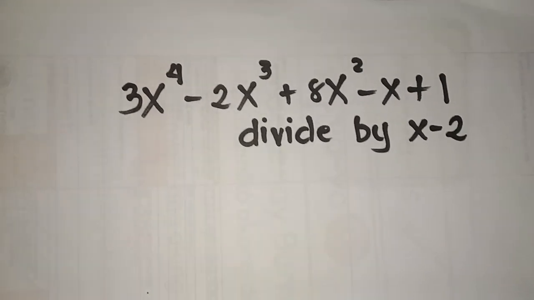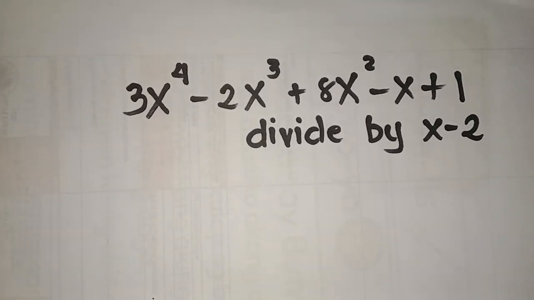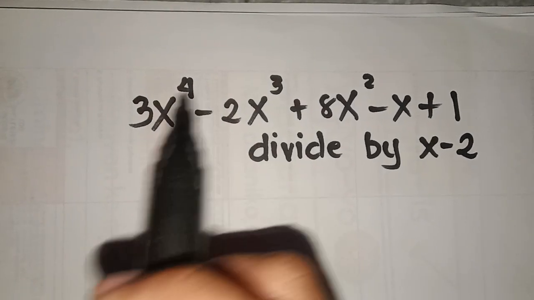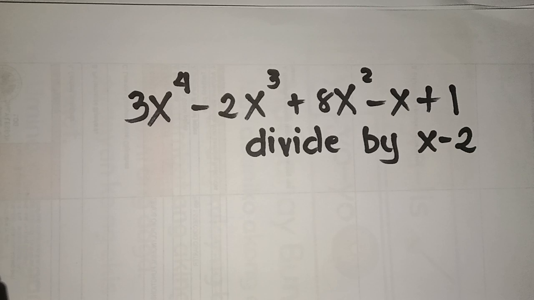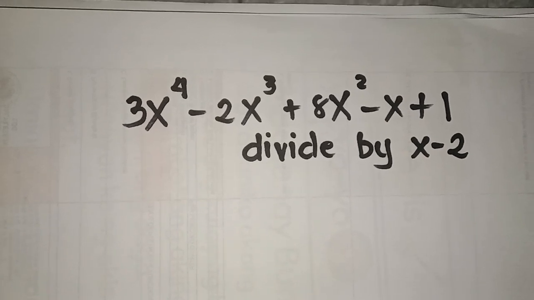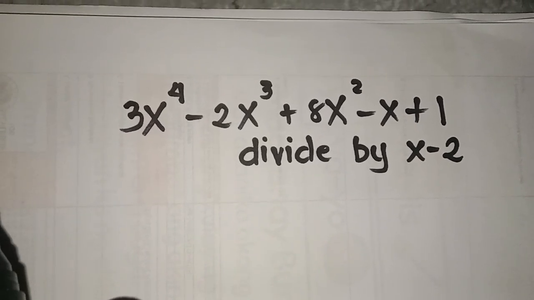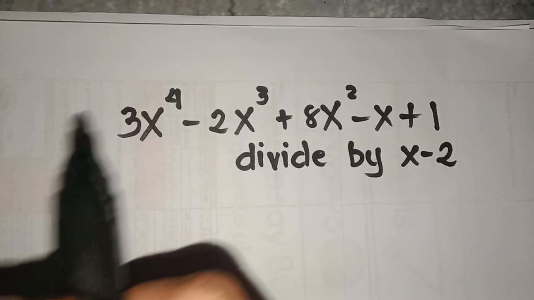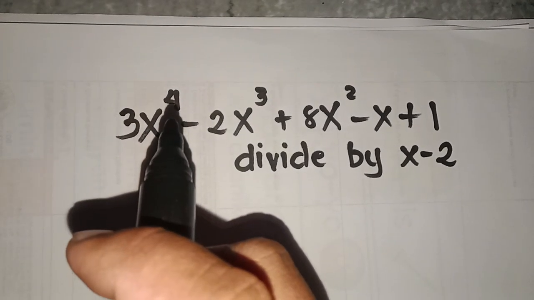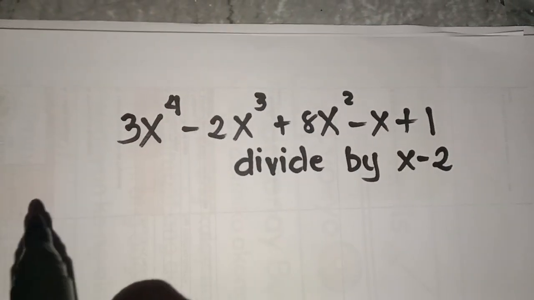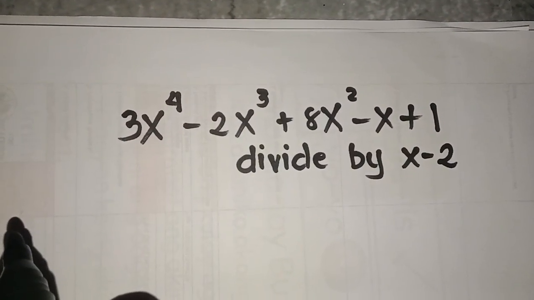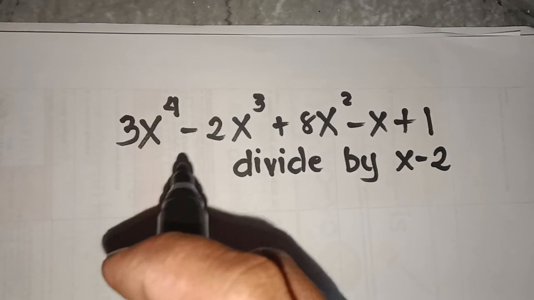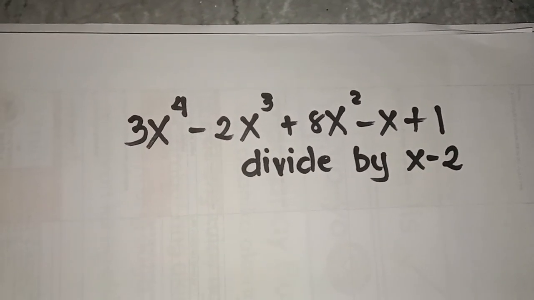In solving using synthetic division, it's very important that you are familiar with the arrangement of the exponents from highest to lowest, and of course, this is in a pattern or in sequence. So if 4, the next is 3, and 2 and 1, and also the constant term. Then after that, focus on the numerical coefficients of every term.